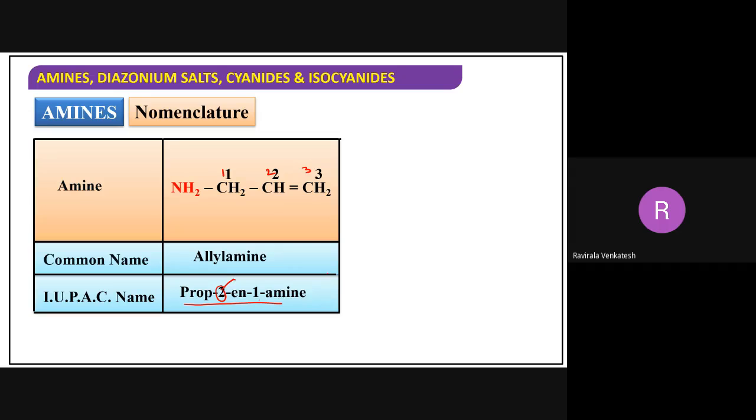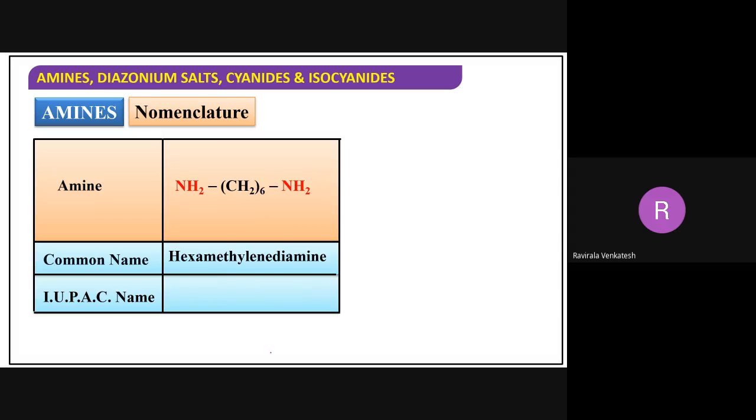No need to call it propene 2-1-amine. Why? Because if the amine is at 1, you can't place the double bond anywhere else, you can place it here only. So you can call it prop-2-en-1-amine or propene 1-amine also. And generally this part, CH2 double bond CH and CH2, is called allyl. This substituent is called allyl, so we can give allyl nomenclatures.